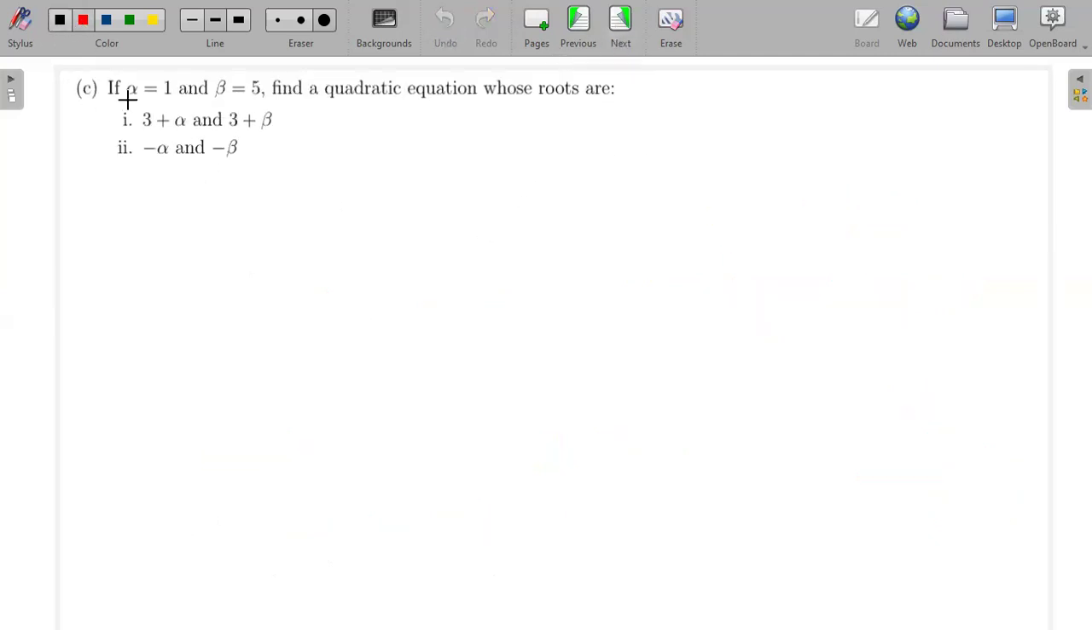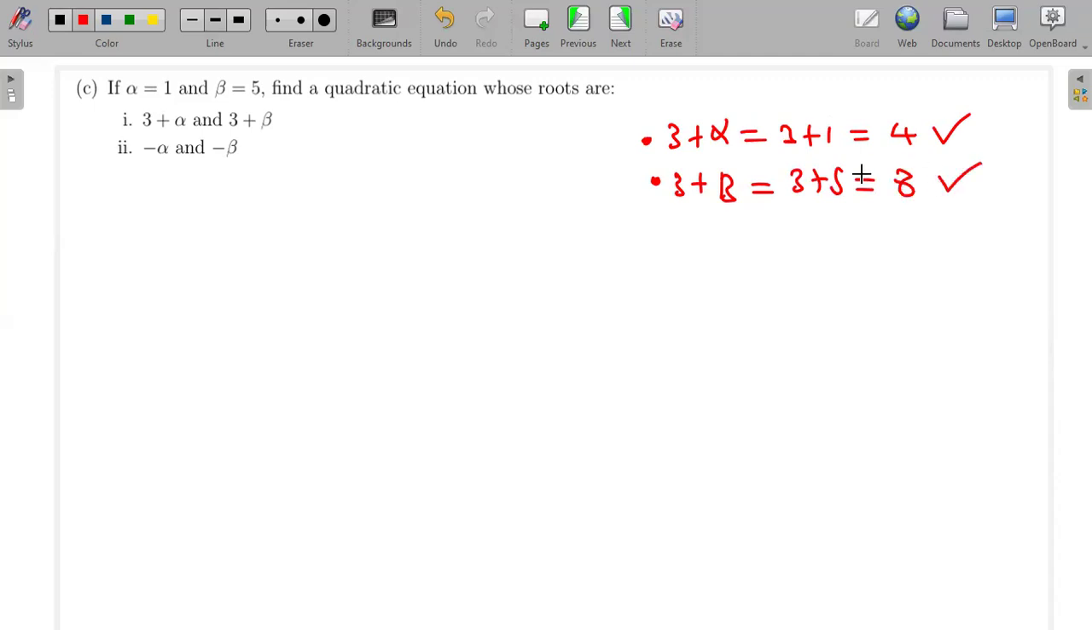The next one, they're saying if alpha is equal to 1 and beta is equal to 5, find the quadratic equation whose roots are that. So it's the same thing that we're going to do. First, we find the values, because we've been given the values of alpha and beta. So the first root is 3 plus alpha, which will just be 3 plus 1, 4, my first root. My second root will be 3 plus beta, which is 3 plus 5, that will just be 8. So the roots that I have now are just 4 and 8.